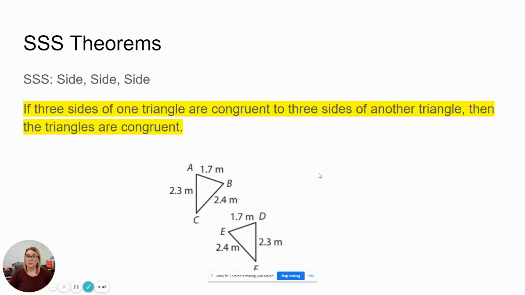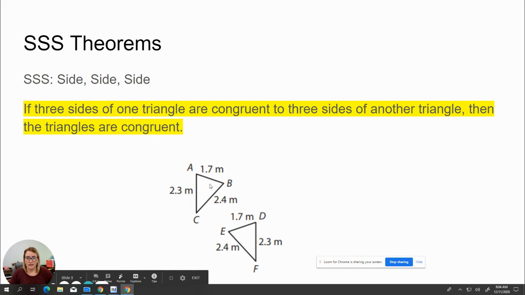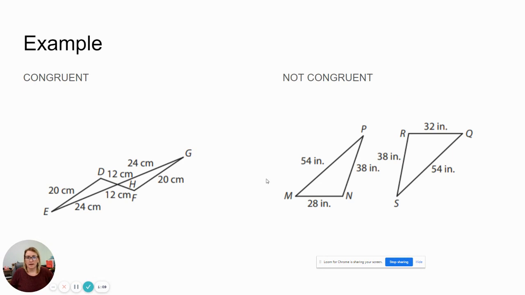So basically this one is pretty common sense. If all three sides are the same, they have to be congruent. So if you look at these two examples, they both have a 1.7 meters. They both have a 2.4 meters. They both have a 2.3 meters. Therefore, they are congruent. So this one is the easiest, straightforward. All three sides have to match. Therefore, they're equal.